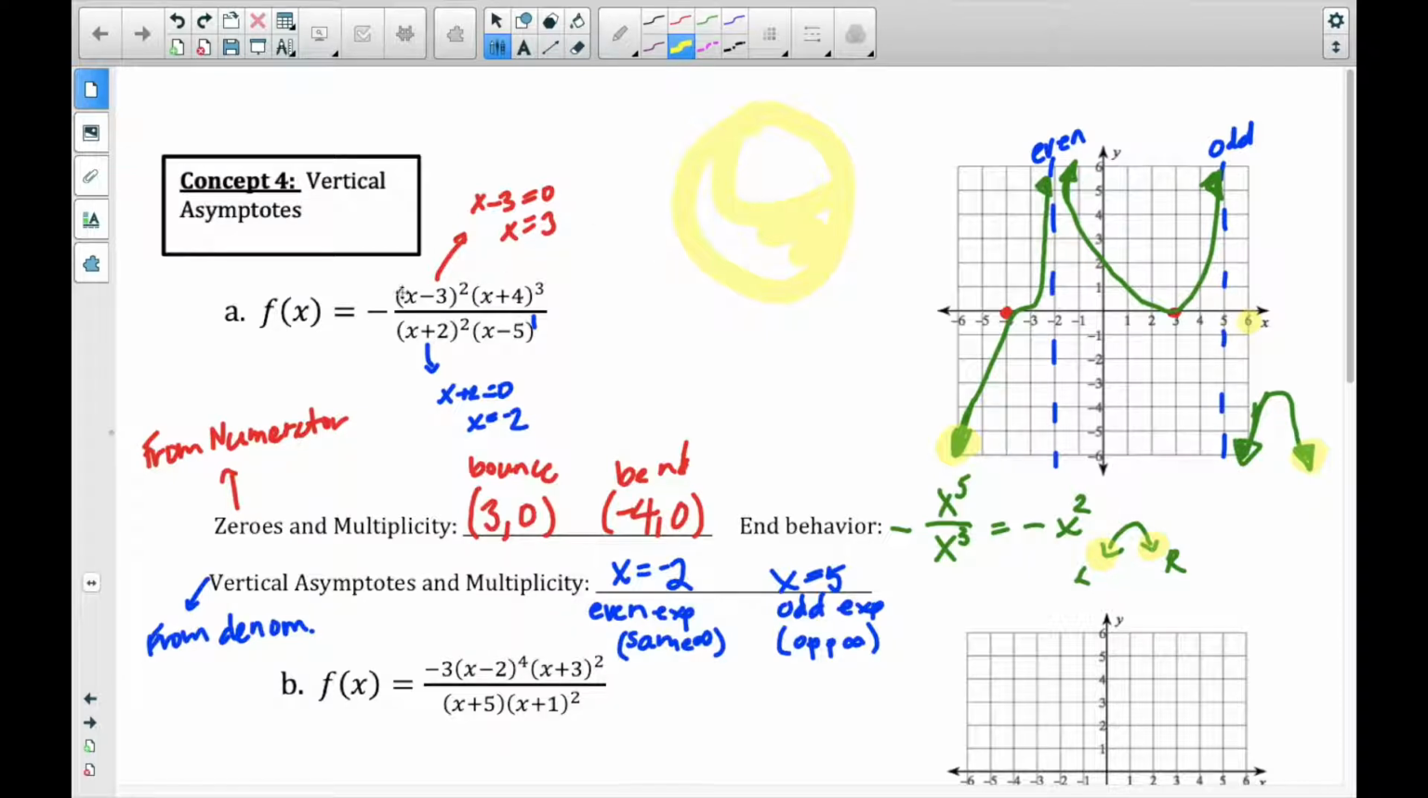So I could come over to my equation and I could plug in 6. And 6 minus 3 is 3, so 3 squared is 9. 6 plus 4 is 10. 10 to the third is 1,000. So far I have 9,000 up here. Negative 9,000. Now I'm going to divide by whatever I come up with down here.